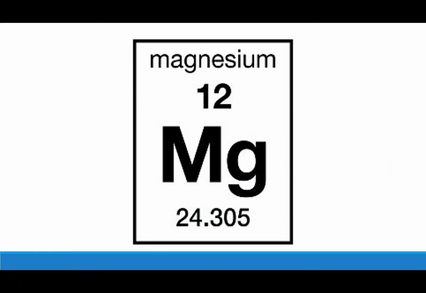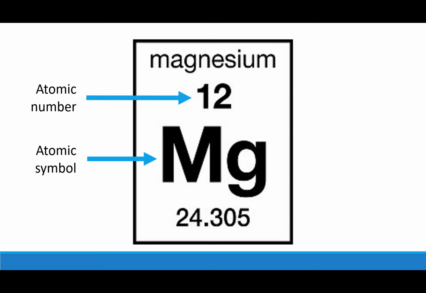Here we see a box from the periodic table. Specifically, this is the box for the element magnesium. The whole number on the top, 12 in this case, is the atomic number. The letter that takes up most of the box, in this case Mg, is the atomic symbol. And the number with decimals, 24.305 for magnesium, is the relative atomic mass.